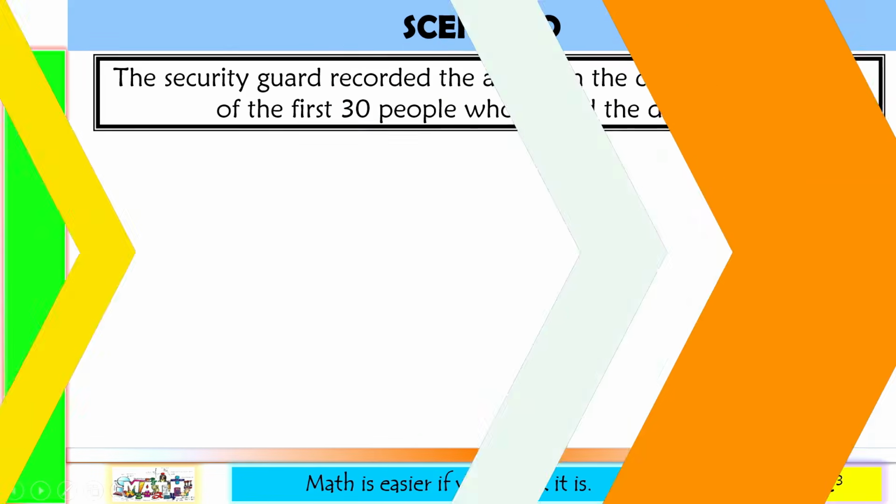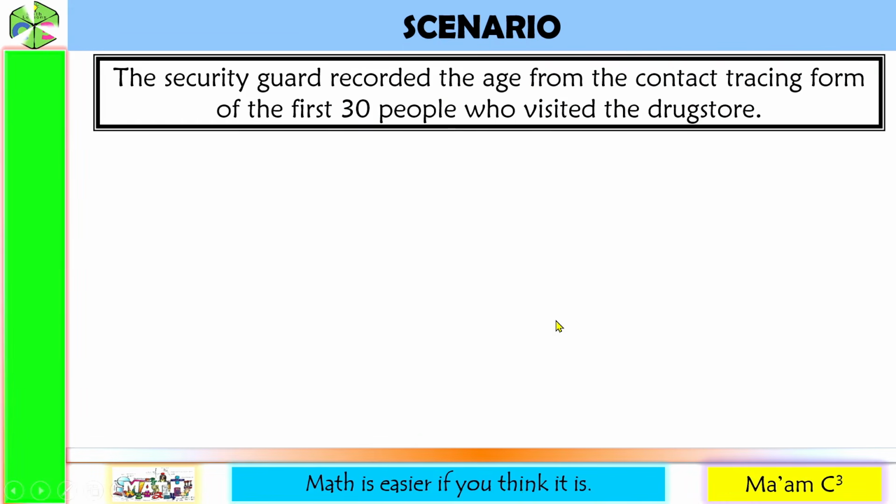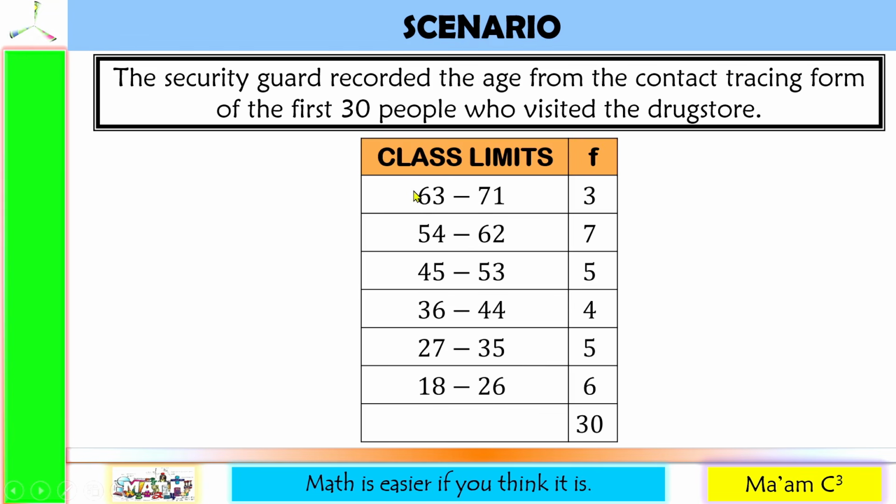Let's have an example. The security guard recorded the age from the contact tracing form of the first 30 people who visited the drugstore, and he constructed a frequency table for this. These are the range of the ages, and these are the corresponding number of people. If you would like to know how to construct a frequency table, review our lesson on frequency distribution table.